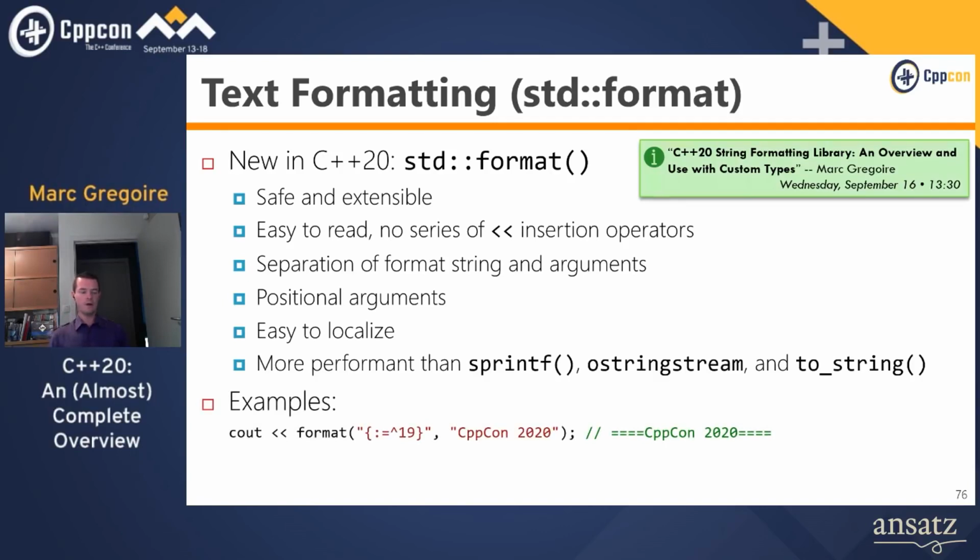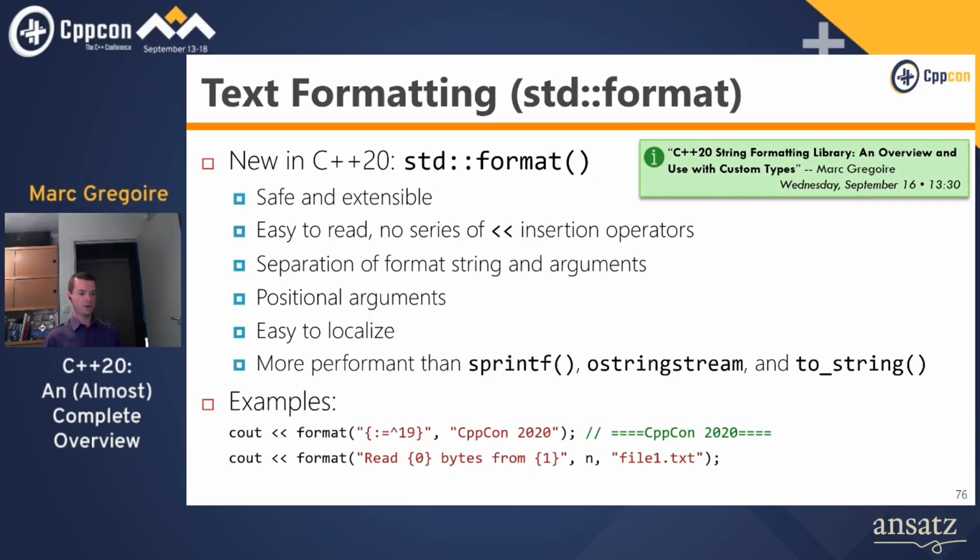Here's a simple example. I'm outputting the string CppCon 20 in a field that is 19 characters long, with the text centered and using an equal sign as the fill character. And in this second example, I'm explicitly giving indices for my arguments. So here, this placeholder is replaced with n, and this placeholder is replaced with file1.txt.